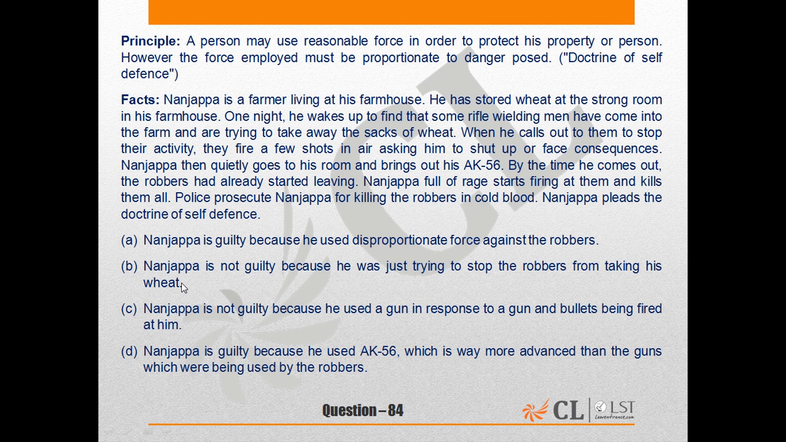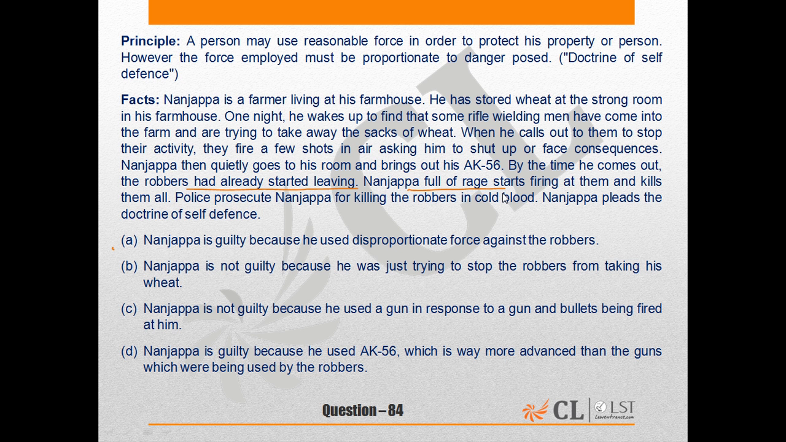Coming on to question 84. Now in this case, the doctrine is that of self-defense. The facts clearly say that there were some robbers in Nanjappa's house, but by the time he comes out with his revolver, the robbers had already started leaving. Nanjappa did not have any immediate threat. So the robbers had already started leaving, and then Nanjappa, full of rage, starts firing at them and kills them all.